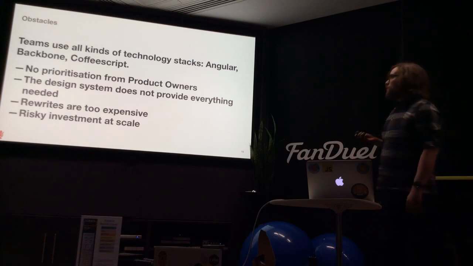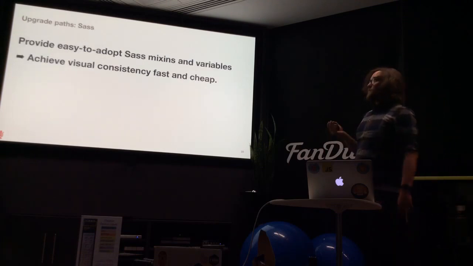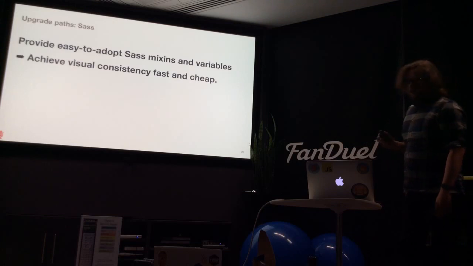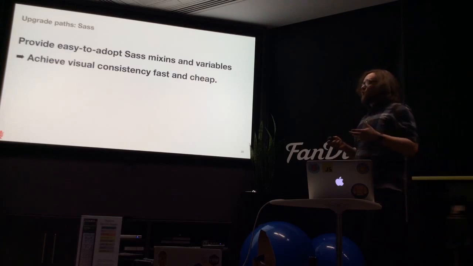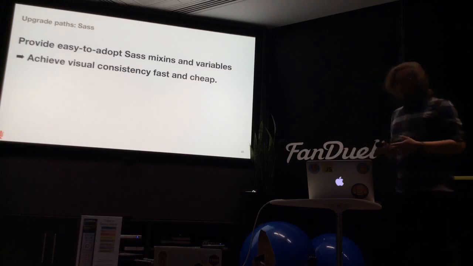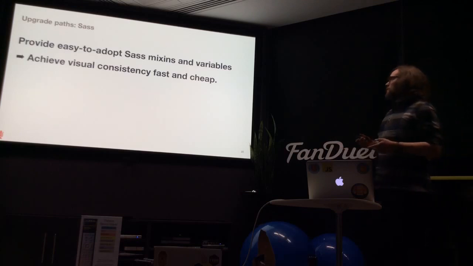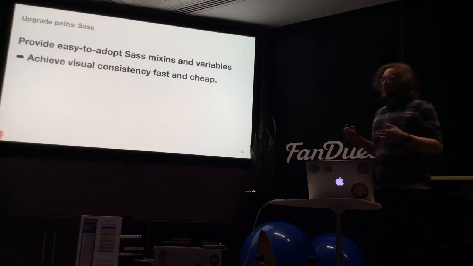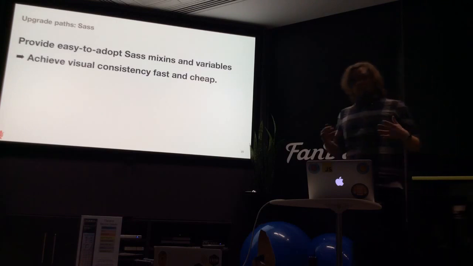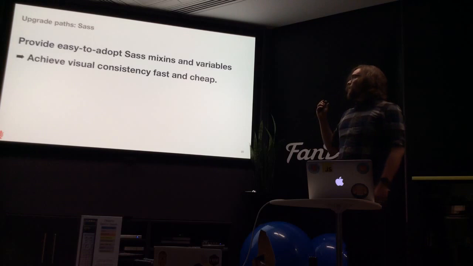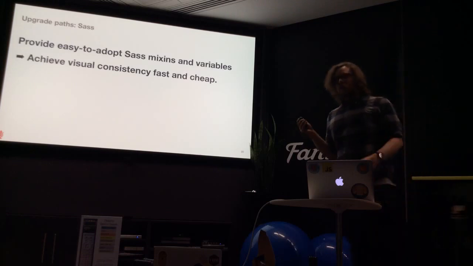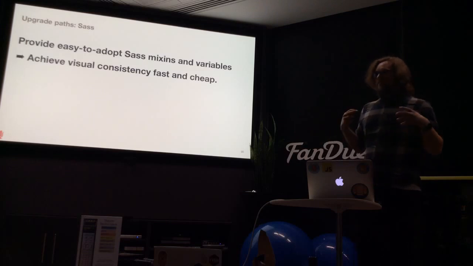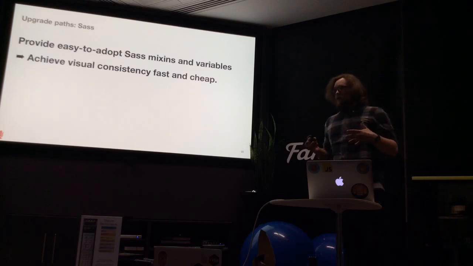And the first thing is to provide different upgrade paths. For all atoms, so for all the small components like buttons and inputs and so on, we provide SASS mixins and variables that people can use to achieve the same look. So this way we can achieve visual consistency fast and cheap. This is the reason why we use SASS and have that as extra style sheet files. And we can't use something like CSS in JS.